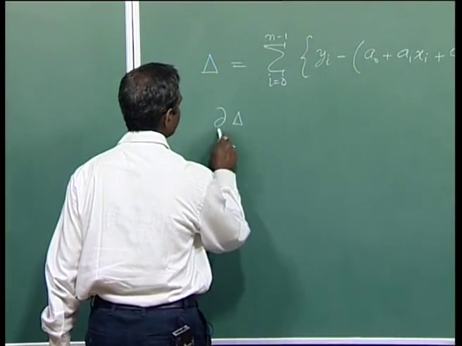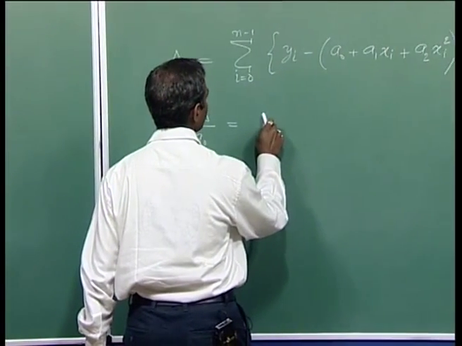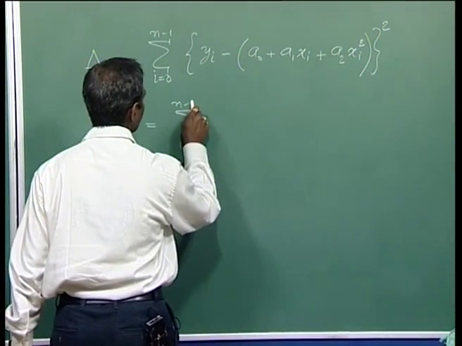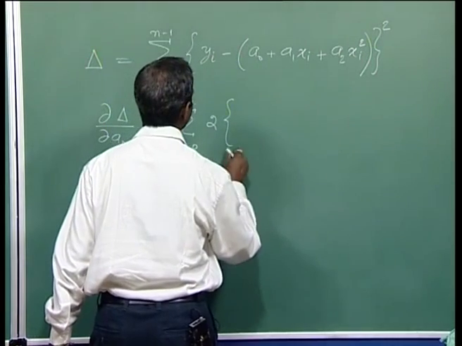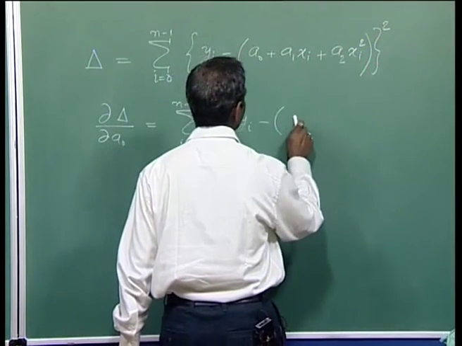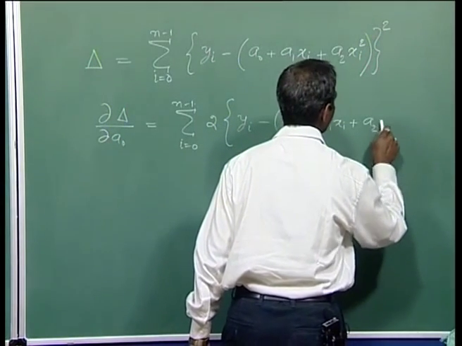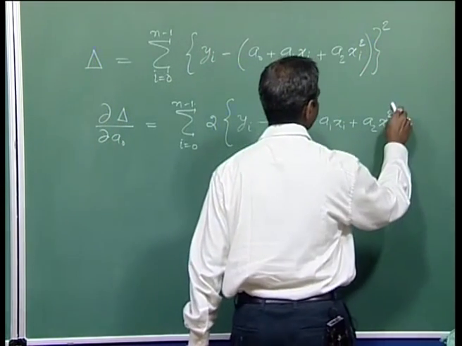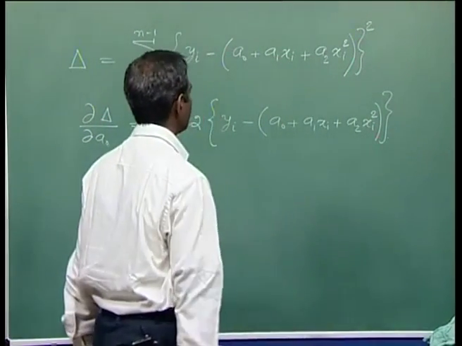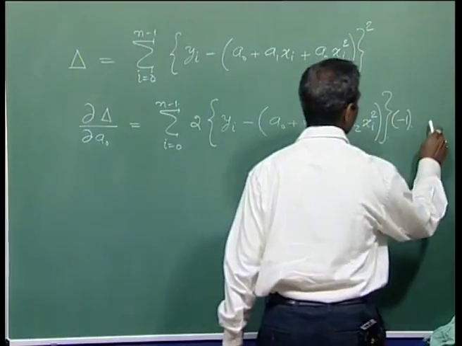So partial delta over partial A0 is given as summation, i going from 0 to n minus 1, 2 times yi minus A0 plus A1 xi plus A2 xi square, times minus 1, and this will be equal to 0.